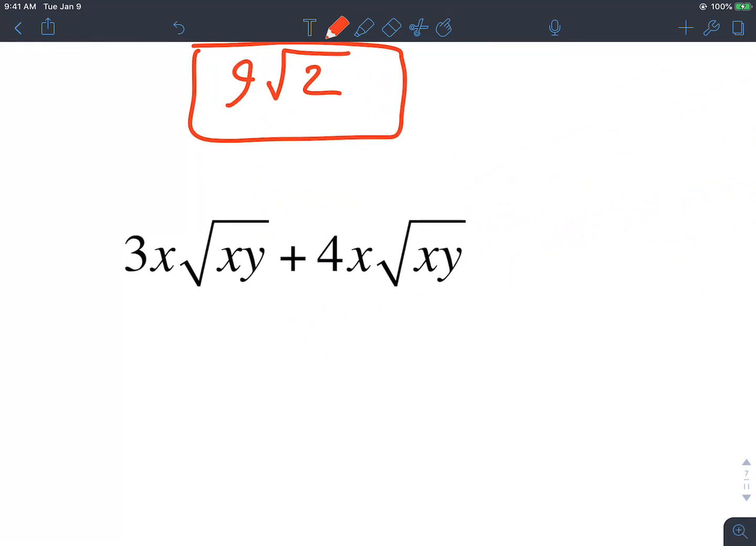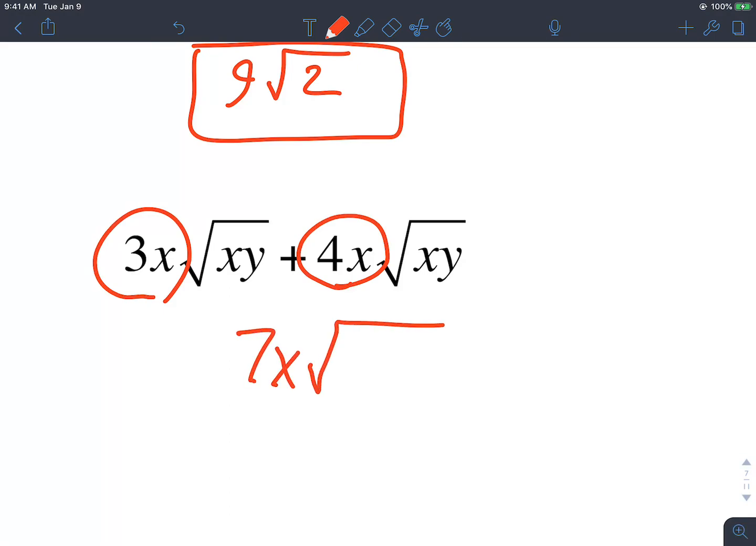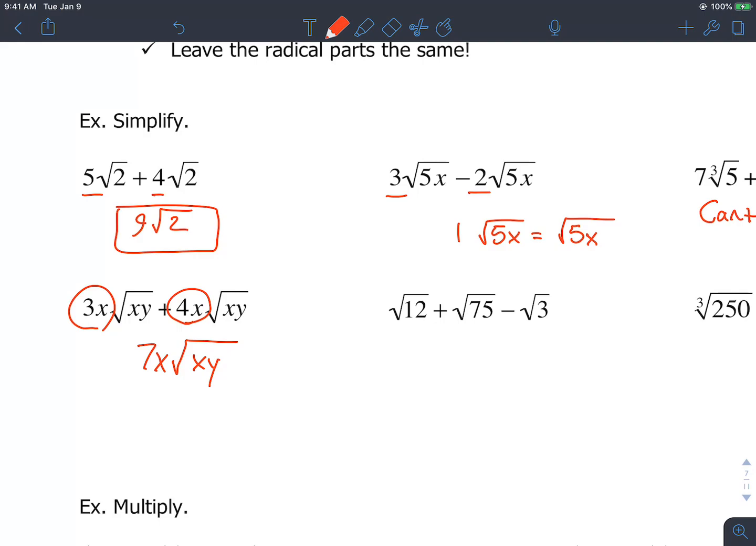Alright, let's see what's going on here with this one. You got xy, so that's good to go as far as adding. So we're going to add 4x and 3x. If we add 4x and 3x, you get 7x. This will be 7x and then square root of xy. Okay. Alright, next one here.